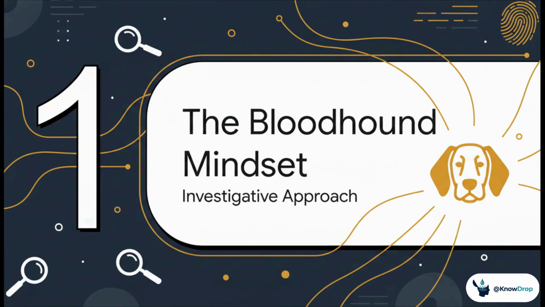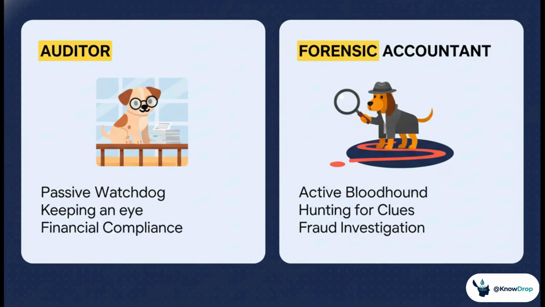Okay, Section 1, the bloodhound mindset. To pass this exam, we really need to shift your perspective from a traditional auditor to a full-on investigator. There's this classic saying in the accounting world, you've probably heard it. An auditor is a watchdog, not a bloodhound. Think about a regular statutory auditor as a watchdog sitting out on the front porch, right? Their job is basically to keep an eye on the financials, make sure everything complies, and bark if something is obviously wrong. But a forensic accountant, well, you are the bloodhound.